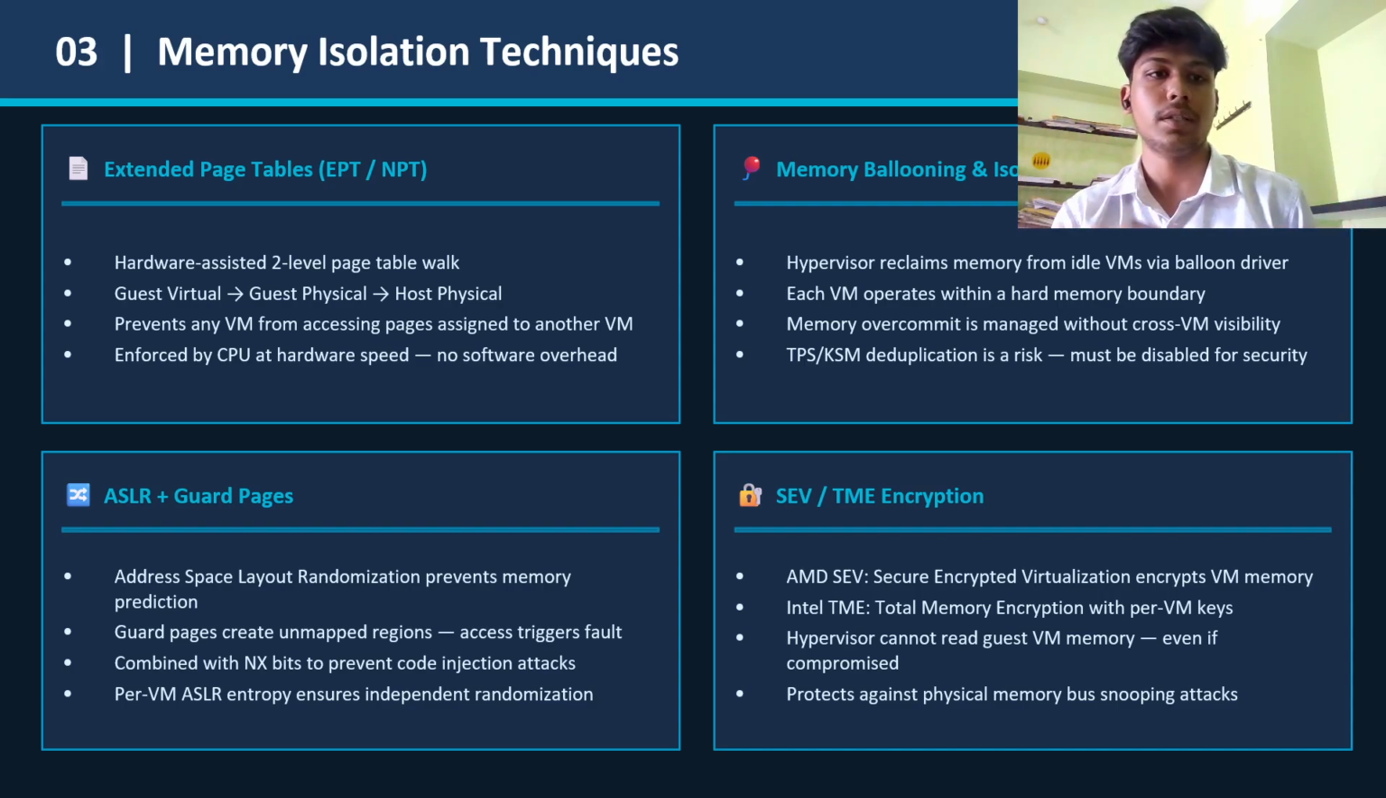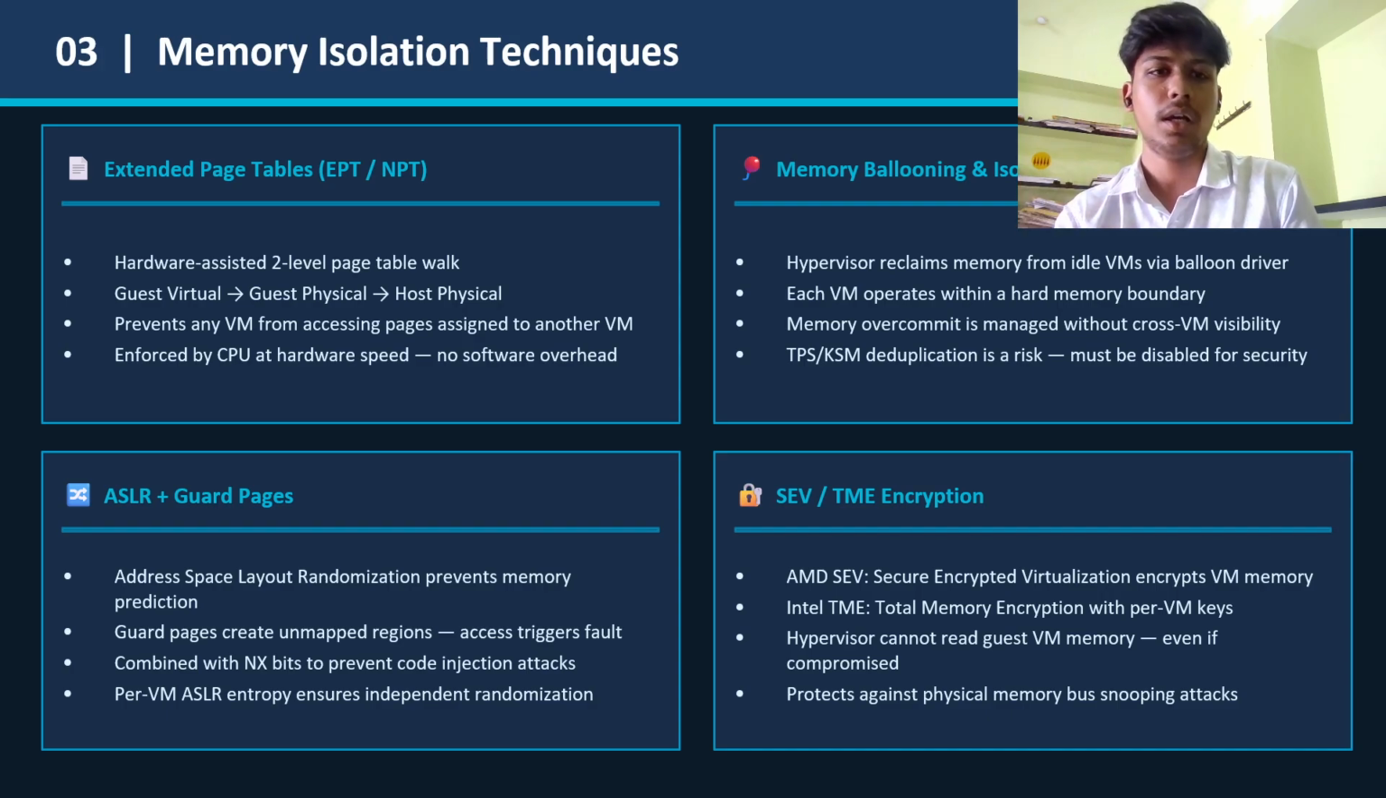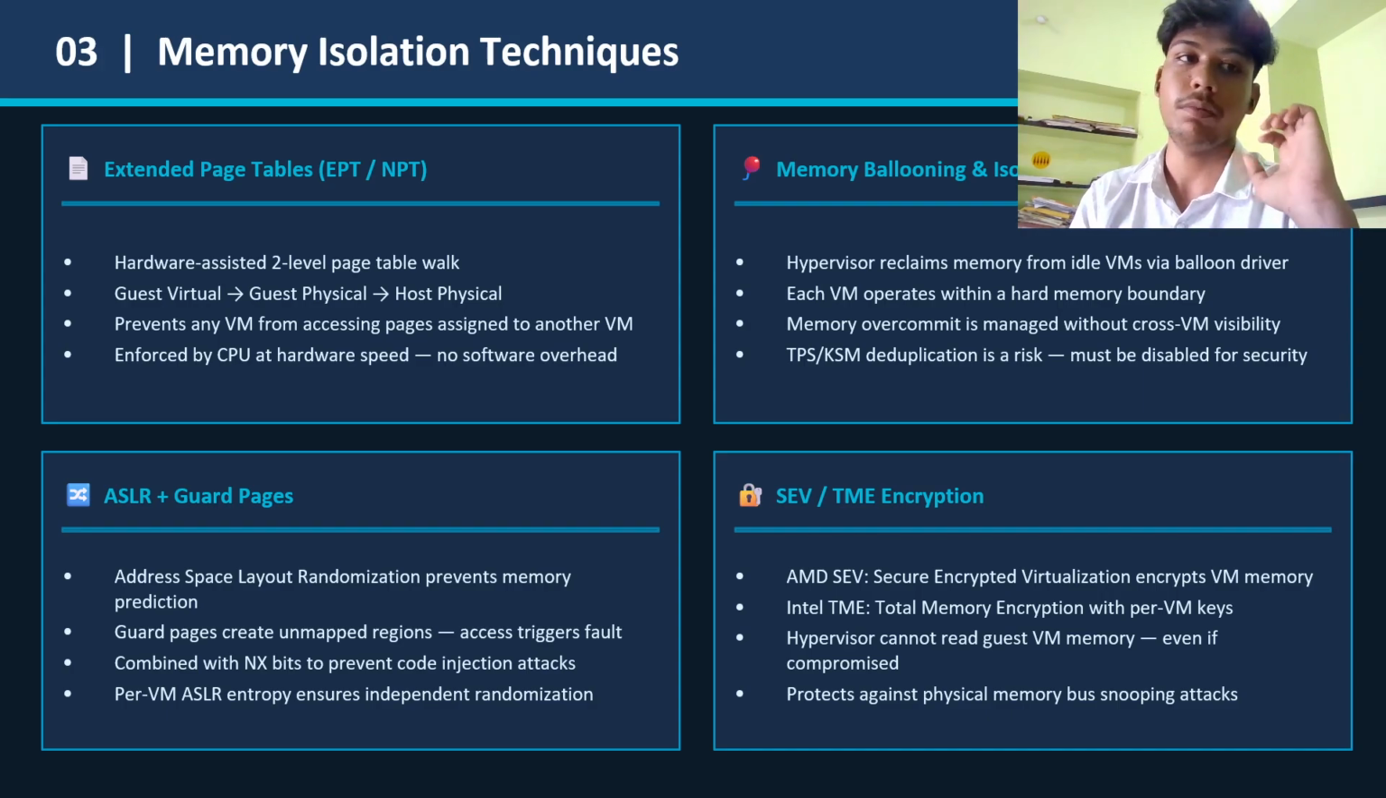The two-level translation is enforced entirely in hardware. The CPU checks this table at full hardware speed. The VM literally cannot access a memory address that is not in its own page table. That is the primary mechanism preventing one VM from reading another VM's memory. So this is the explanation for the extended page table.